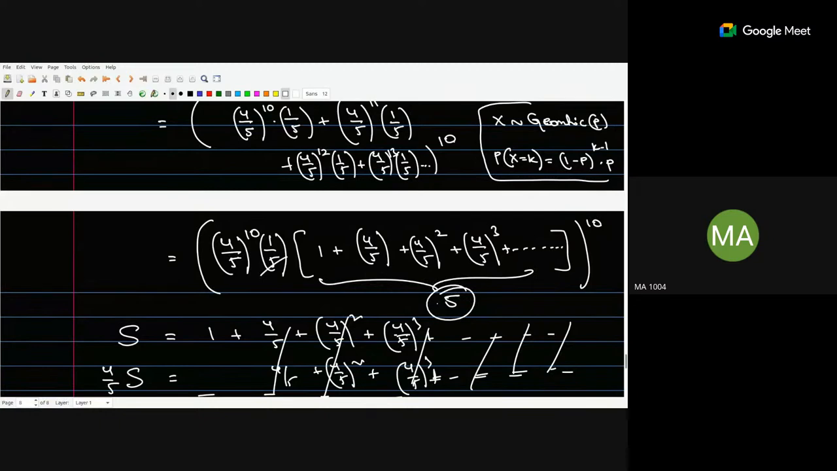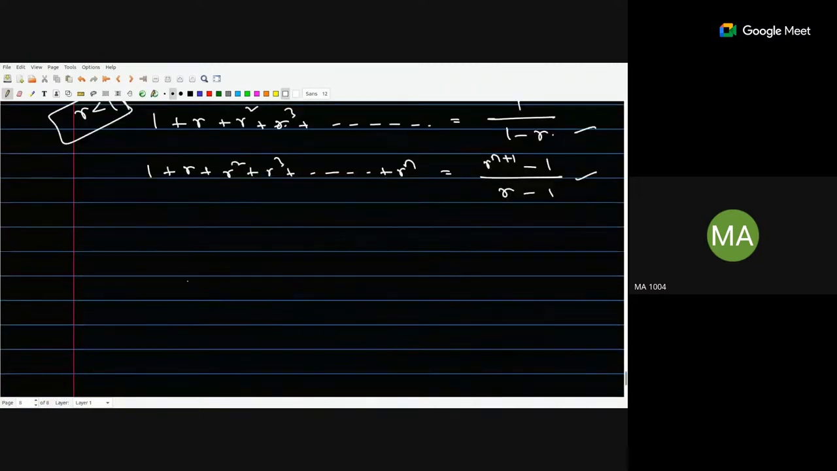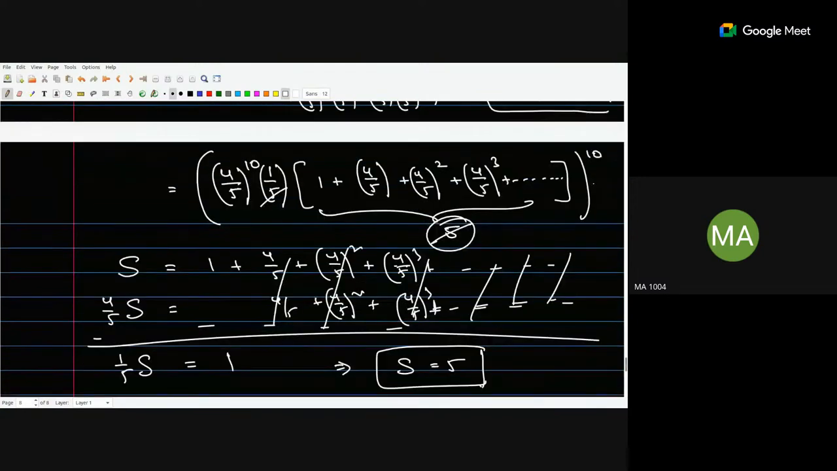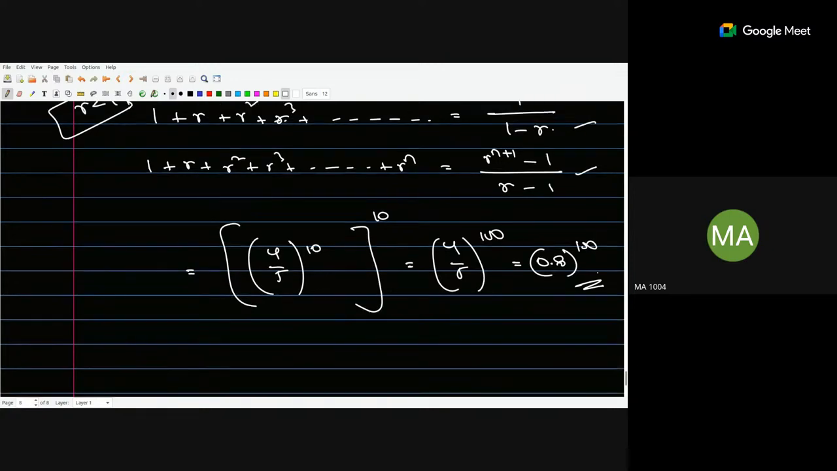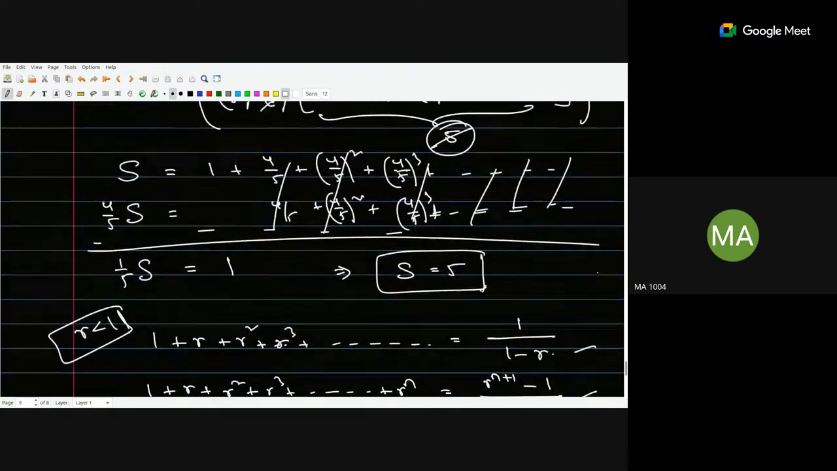If this is 5, this and this will get cancelled out, and we will be left with 4/5 whole power 10 inside, and there is whole power 10. This will be 4/5 whole power 100. This is 0.8 whole power 100. So I did these examples very explicitly because if you see what is happening exactly in each question, then you can solve the other questions very easily. So that's my main motive, main intention in explaining everything in detail.